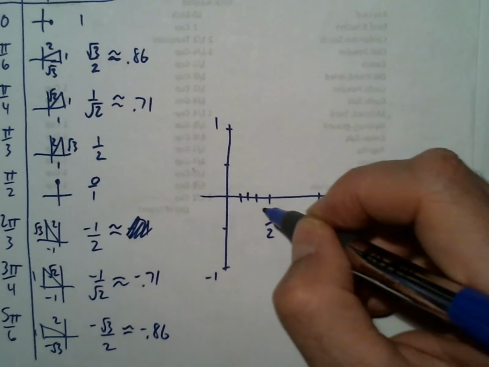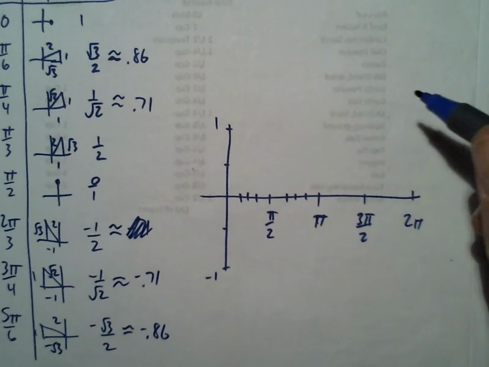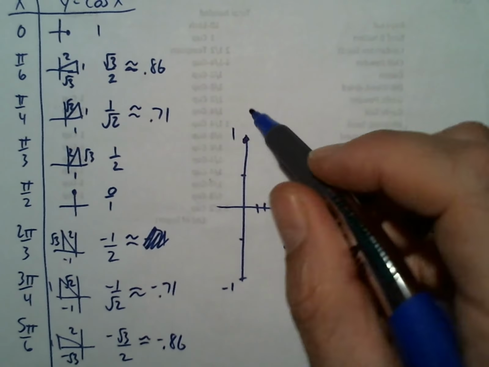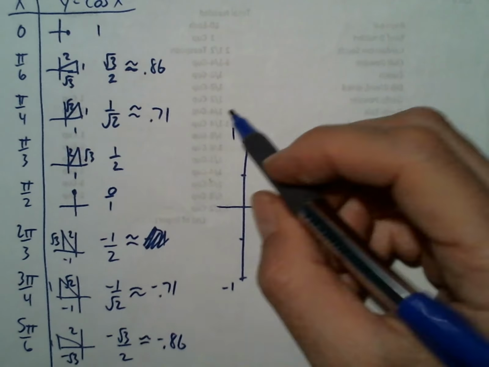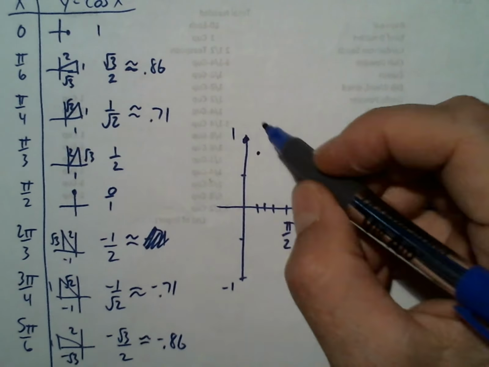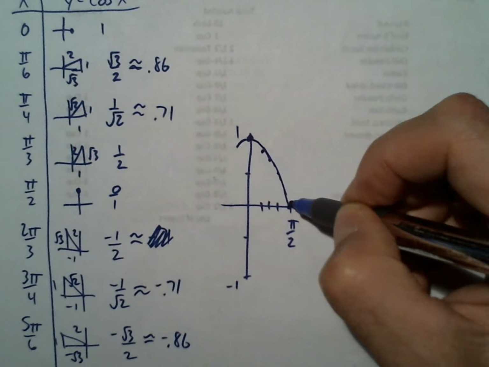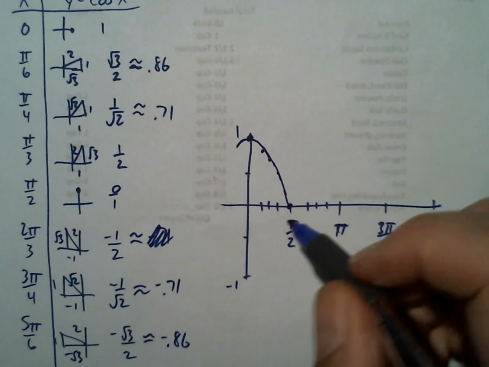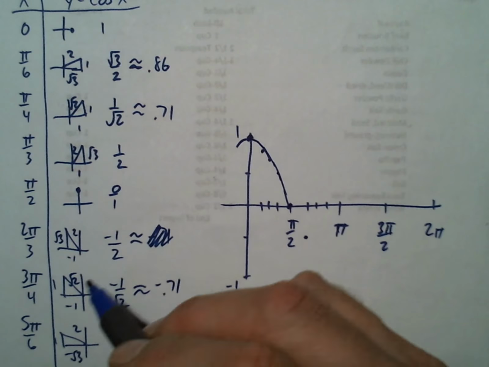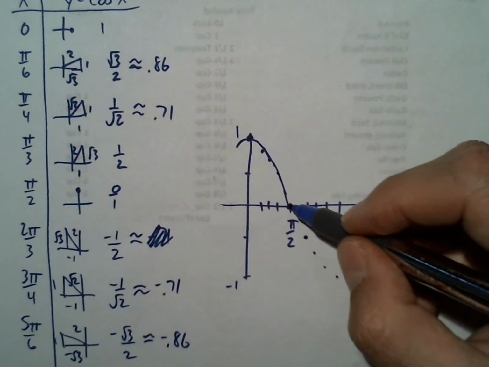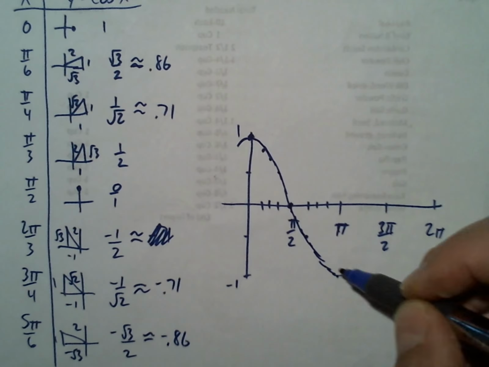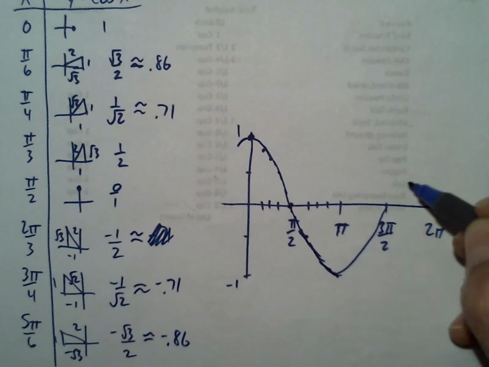Pi over 4, pi over 6, pi over 3. At 0, we start at 1. Pi over 6, we go to 0.86. Pi over 4, 0.7. Pi over 3, 1/2, and then at pi over 2, 0. At 2 pi over 3, negative 1/2. 3 pi over 4, negative 0.7. And then we go back up there.